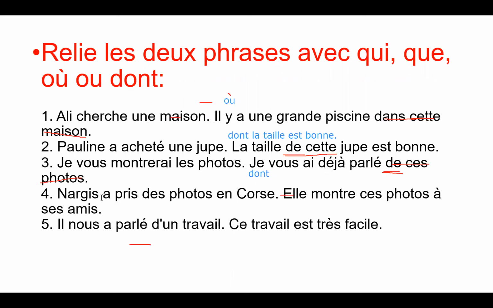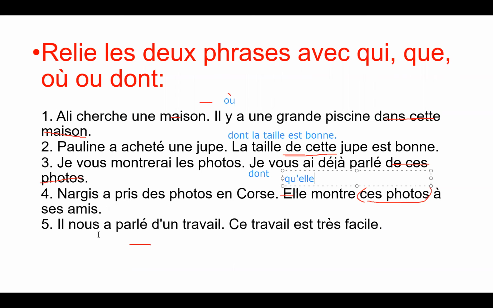Now here, Nargis a pris des photos en course. Elle montre ses photos à ses amis. So here, ses photos, that is the object. So we'll replace the object with que. So here the sentence is Nargis a pris des photos en course qu'elle. Here que, we remove the e and we put an apostrophe and l. We can't put two vowels together, that's why. So Nargis a pris des photos en course qu'elle montre à ses amis.